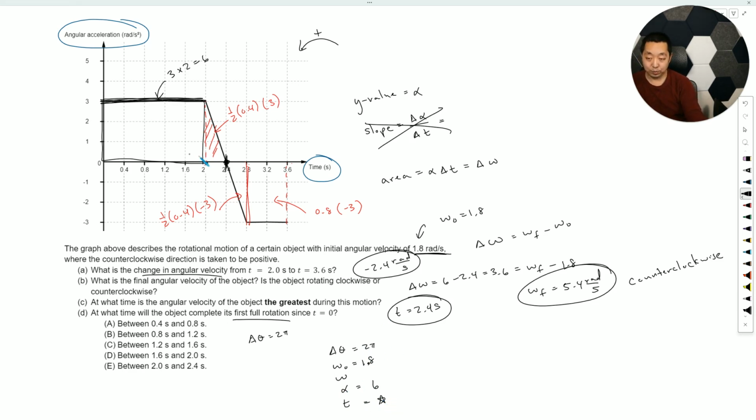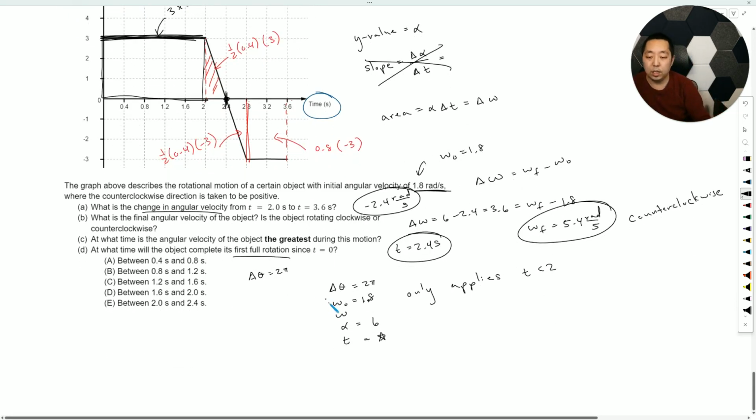Now, if this time ends up being more than 2, then we can't use this necessarily, because then we're in a region where the acceleration has changed. Remember, with kinematic equations, the angular acceleration must be constant, and it's constant because the y value is the same during that time interval. So this only applies if we get an answer of t less than 2, because once we get to here, the acceleration is changing. So let's take a look. What equation would relate these variables? It's going to be this equation.